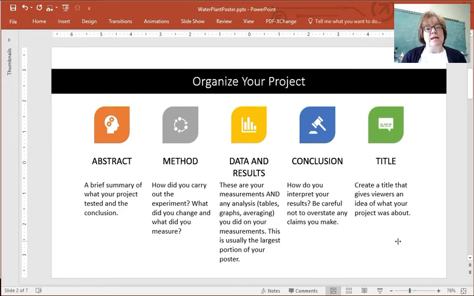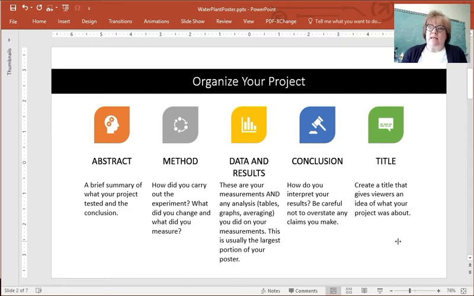Then we have a method area. The method is how. How did you do it? So how did you carry out the experiment? What things did you change? What was your independent variable? And what things did you measure? What was your dependent variable?